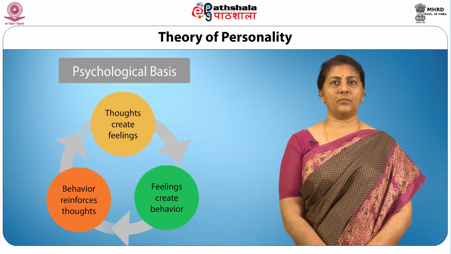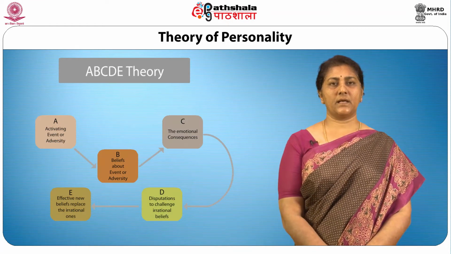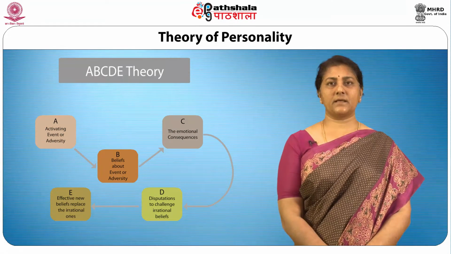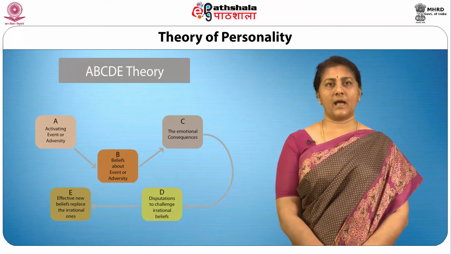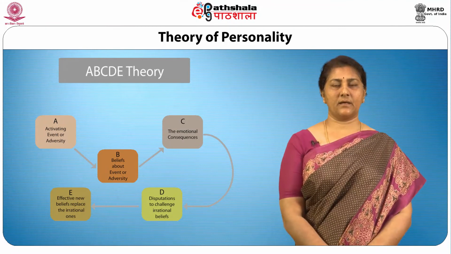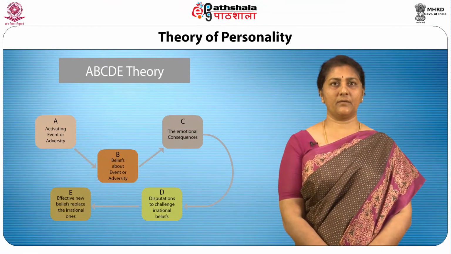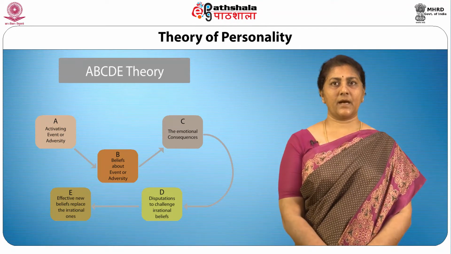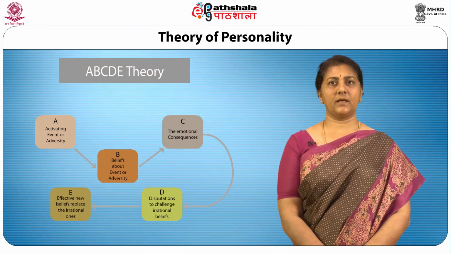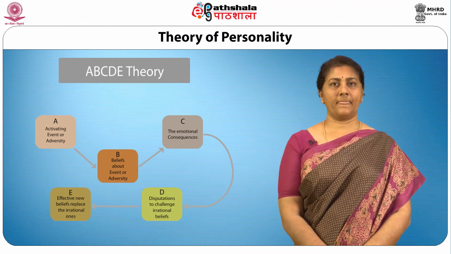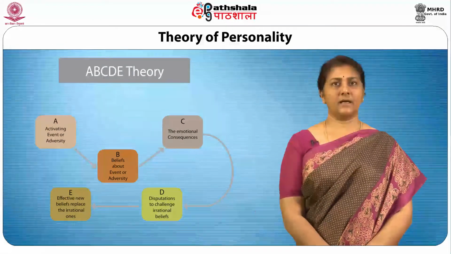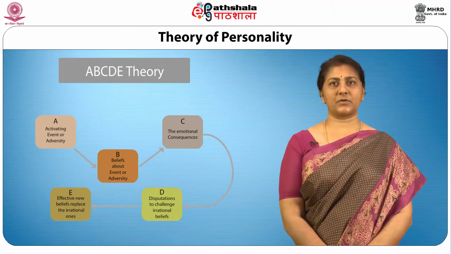This can be explained through the ABCDE theory. Let me tell you what ABCDE theory means. For a rational explanation of personality, Ellis introduced the ABCDE theory. At point A are activating events. At point B are beliefs. These beliefs lead to emotional, behavioral, and cognitive consequences. Rational beliefs lead people to functional consequences, and irrational beliefs lead them to dysfunctional consequences. At point D are disputing the client's irrational beliefs. This process leads to E, which is efficient rational beliefs.